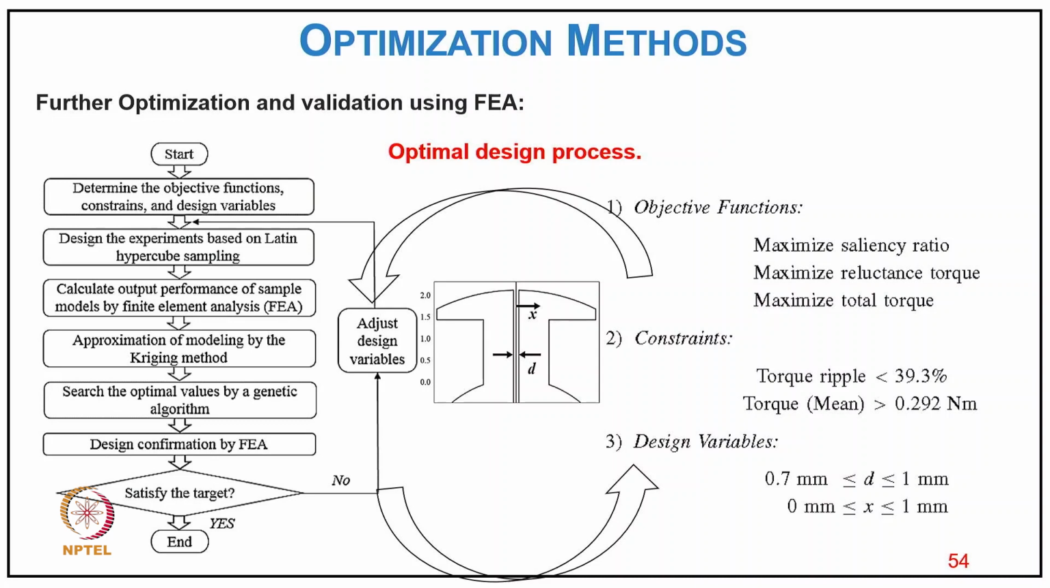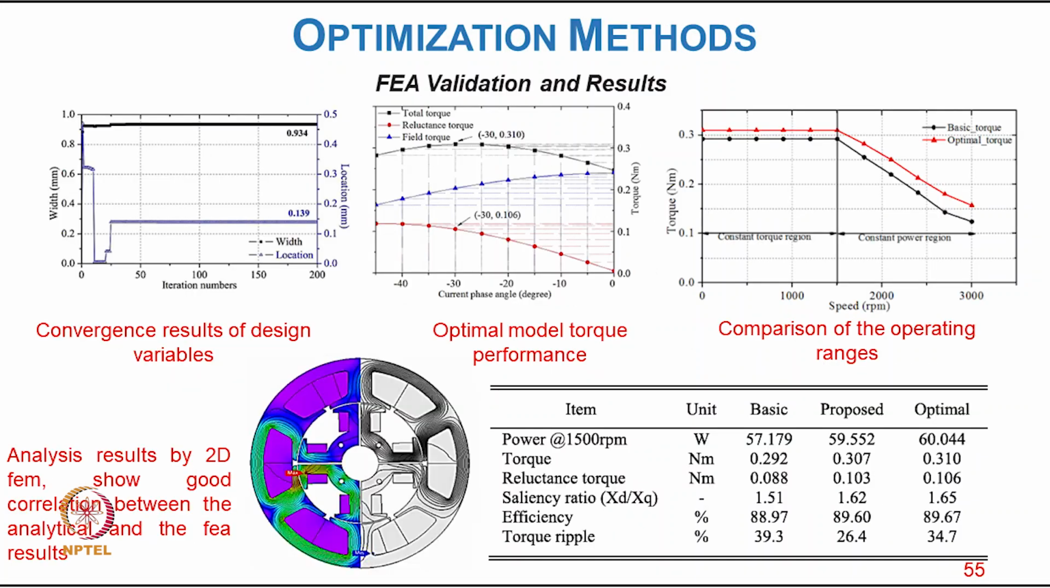And here, of course, the objective function in this optimum design process is to maximize the saliency ratio, maximize reluctance, and maximize the total torque. The constraints are that torque ripple should be less than a specified value, typically here 39.3%, and mean torque should be greater than 0.9292 Nm. The design variable D varies from 0.7 to 1 millimeter, and X varies from 0 to typically 1 millimeter.